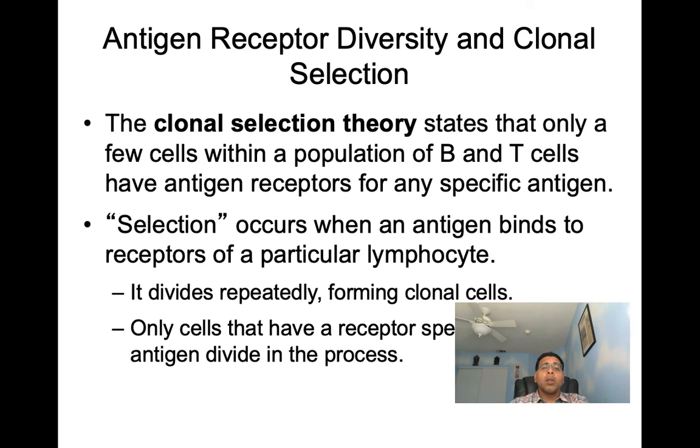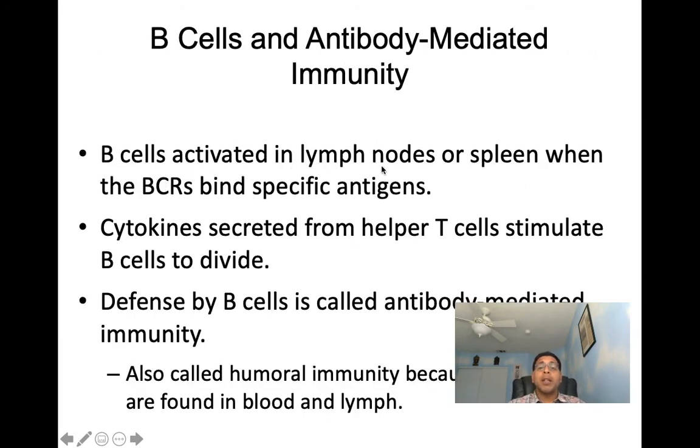Here we can see our clonal selection theory states that only a few cells within a population of B and T cells have antigen receptors for any specific antigen. Selection occurs when an antigen binds to the receptors of a particular lymphocyte. It causes the lymphocyte to divide repeatedly, forming clonal cells. Only cells that have a receptor specific to an antigen are going to divide in the process. B cells are activated in the lymph nodes or spleen when the B cell receptors bind specific antigens. Cytokines are secreted from our helper T cells, and these cytokines stimulate B cells to divide. And we'll look at all of that.